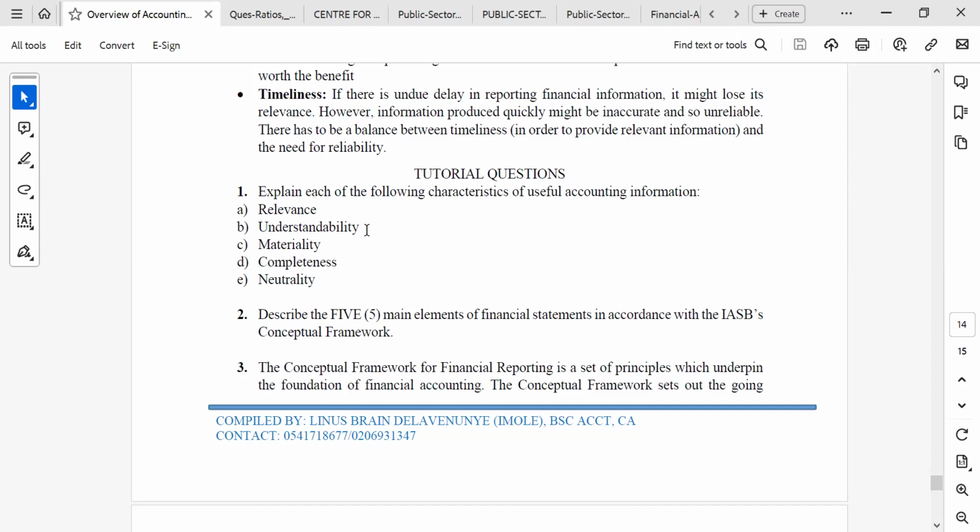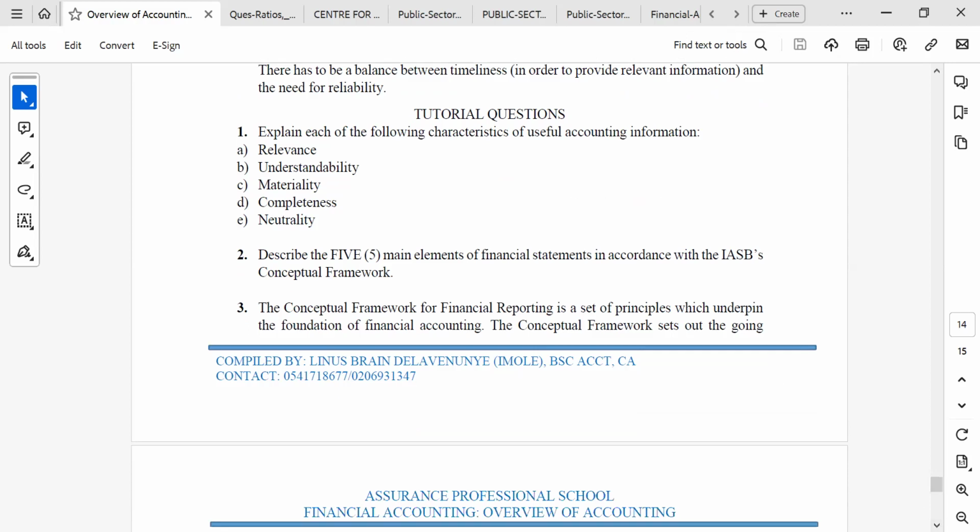So let's go to the next one, which is neutrality. If they say the financial statement or financial information should be neutral, or accounting information should be neutral, what do they mean? Neutrality. What is the meaning? The financial information should be neutral.